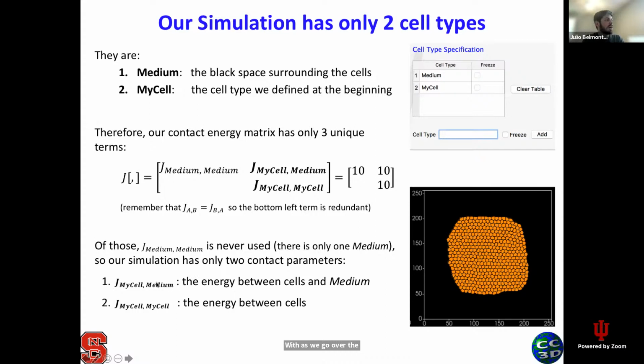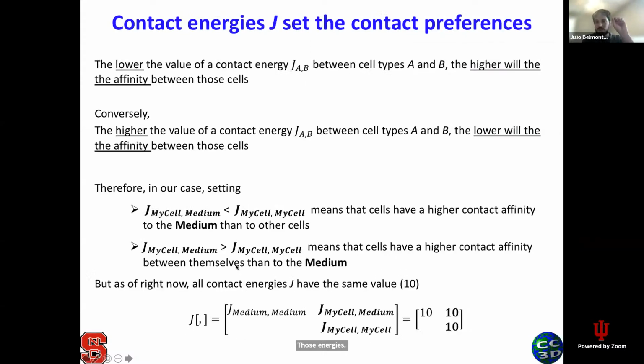And notice that because we're always trying to minimize the energy in our simulations, a higher contact energy means that the cells have a lower affinity, and a low contact energy means the cells have a higher affinity. So by choosing the energies between cell and medium and between cells, we are telling it: do my cells like to stick more to the medium, or do they like to stick more among themselves? Okay.